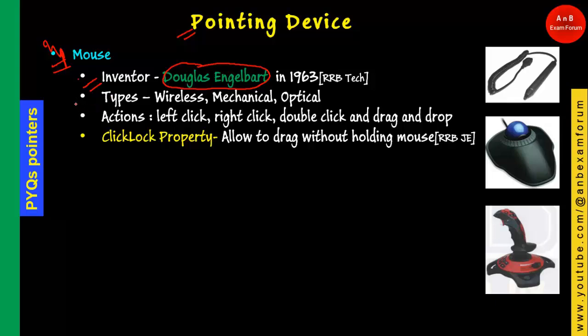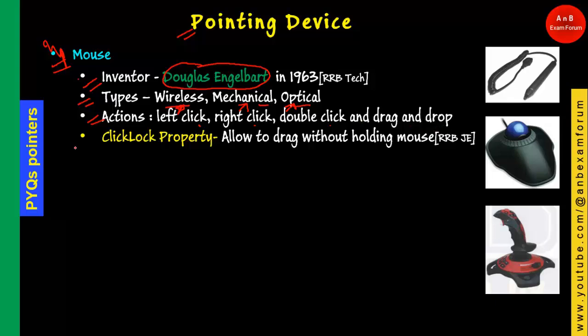As you know, there are three types of mouse: wireless, mechanical and optical. Previously, in the early days, mechanical mice were used, and later optical mice were used. Nowadays wireless mice are used. With the help of Bluetooth, you can connect to your PC and do the mouse operations. All of us know that there are different clicks like right click, left click, double click and drag and drop. These are the four actions with which you can operate the mouse.